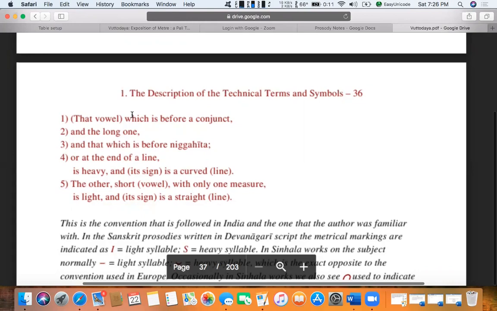In buddho, you see there is bu. Bu is actually a light syllable because there is a short vowel, but this bu is followed by a conjunct, d d h. Because of that conjunct following the vowel, this vowel is considered as a long vowel. Actually, it is not a long vowel, but because of the conjunct following it, this vowel is considered as a long vowel or a heavy syllable.